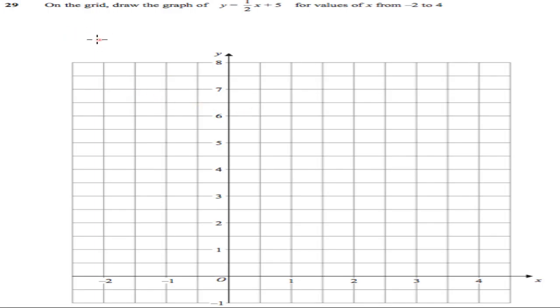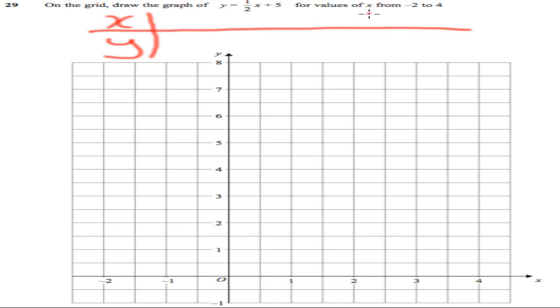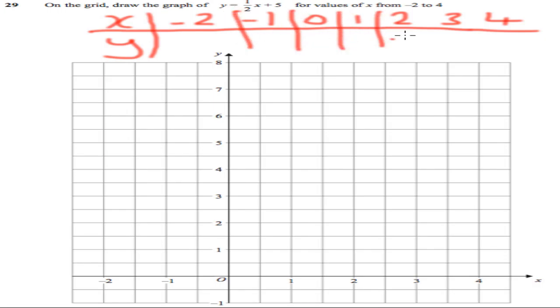So the first thing we need to do here is draw a little table. So we just draw a straightforward table here. We know what the x number is going to be, we just need to find the y. And the reason we know what the x is going to be is because it tells us. So values of x from -2 to 4. So all we have to do is put in those values. So -2, -1, 0, 1, 2, 3, 4. So this space here is for drawing this little graph.